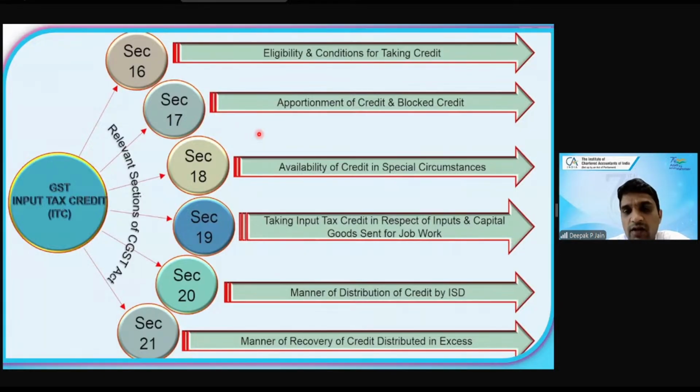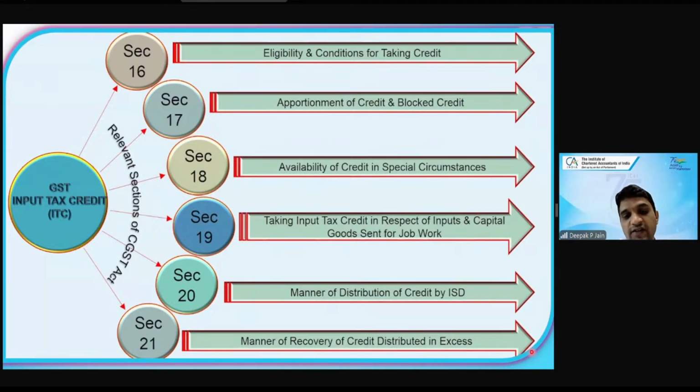And there is something called an input service distributor that is dealt with in section 20, and the manner of recovery of credit which is distributed in excess is covered under section 21. So the relevant sections for us at the inter level are only section 16, 17, and 18. So only these three sections are relevant.